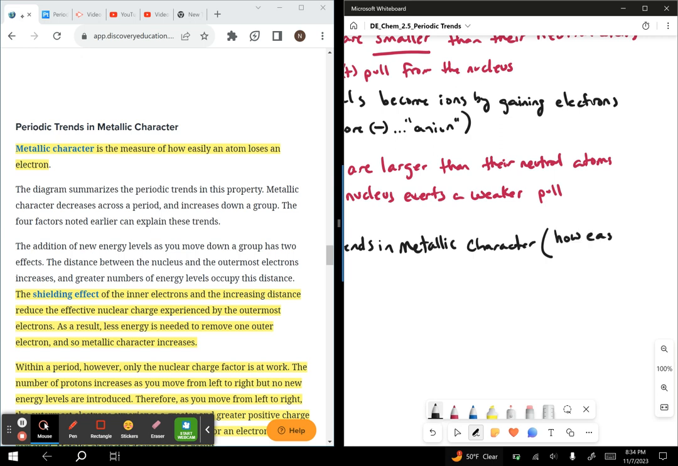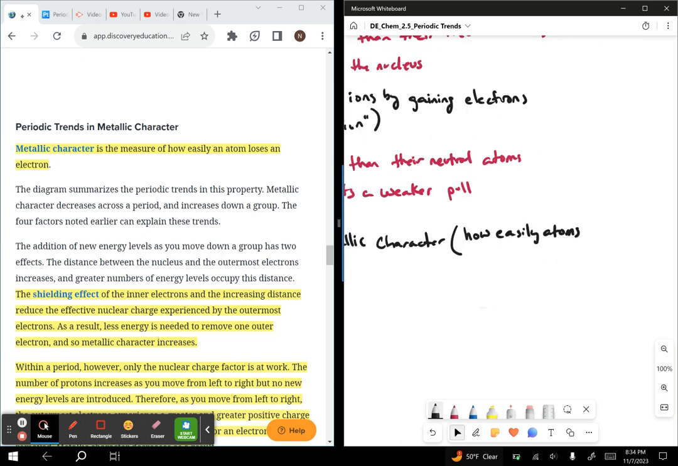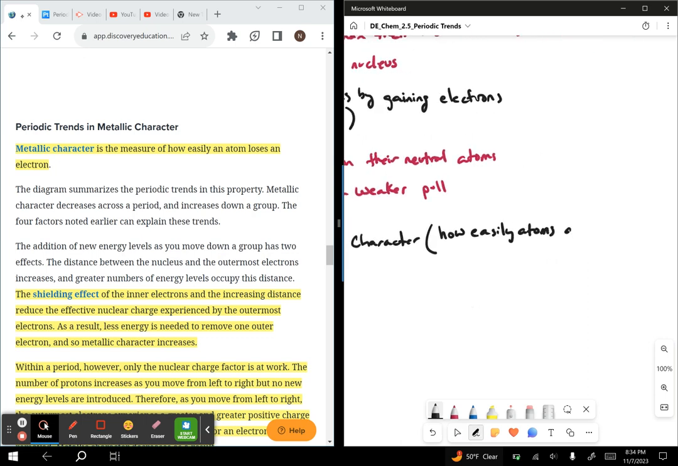How easily atoms gain or lose electrons. Okay, that's what we're talking about there.